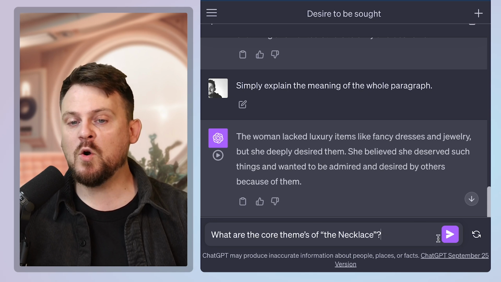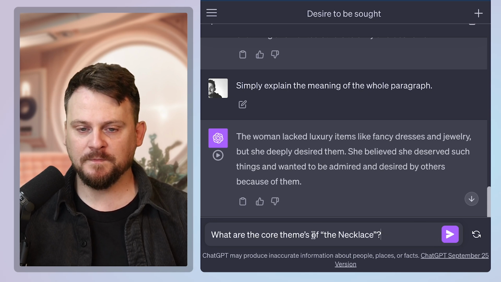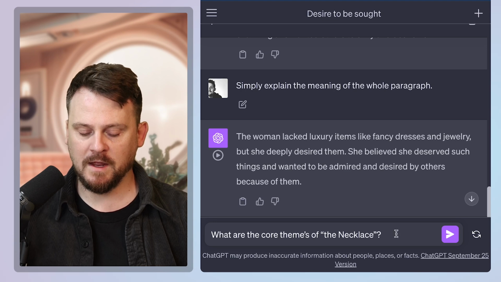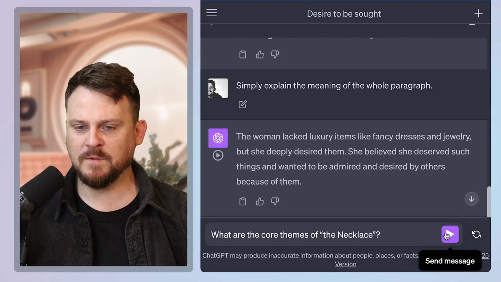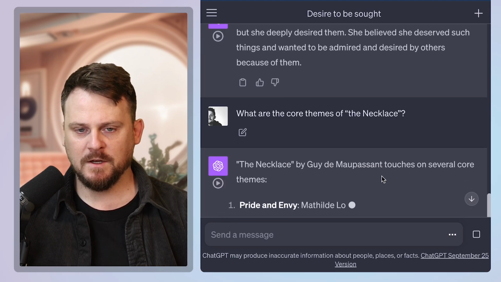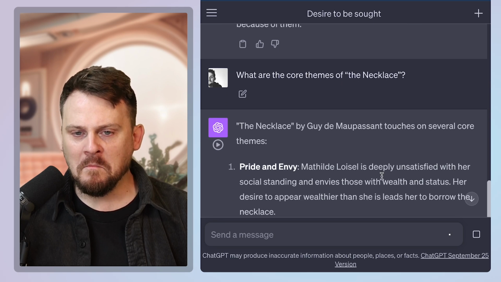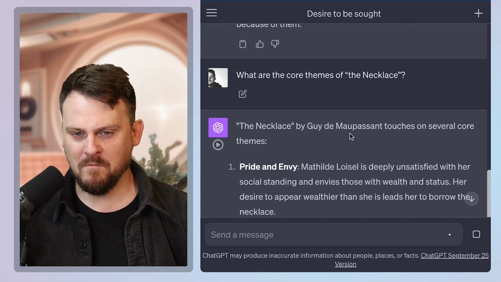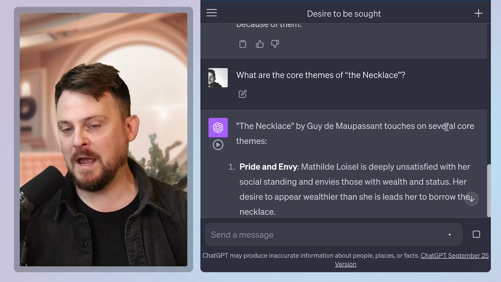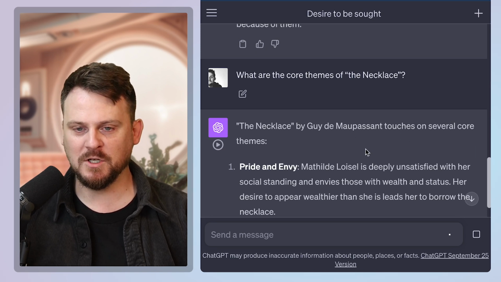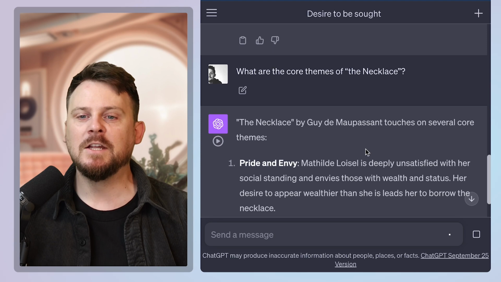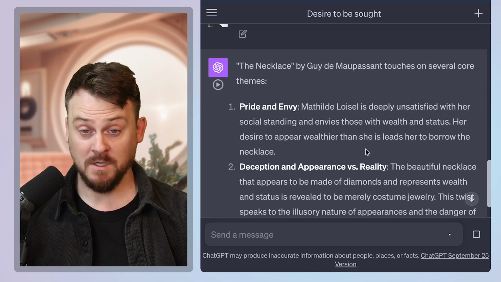All right, so what are the core themes of The Necklace? The Necklace by Guy de... how do you say his name? Maupassant? I'm not sure how to say his name. It's a French name. I'm not totally sure. Touches on several core themes.